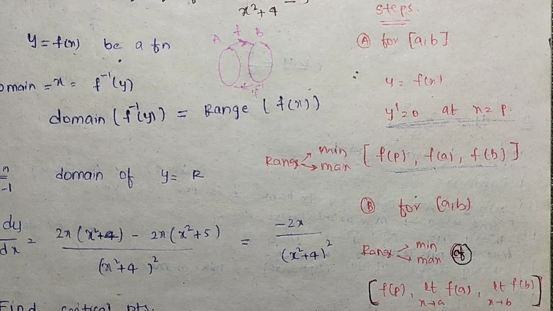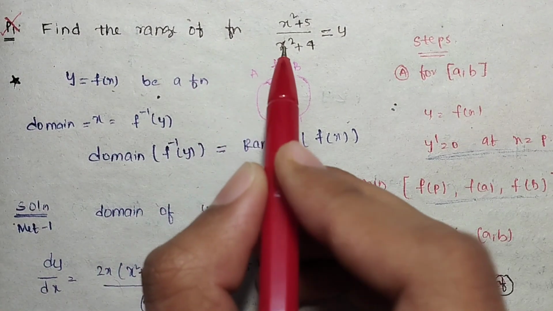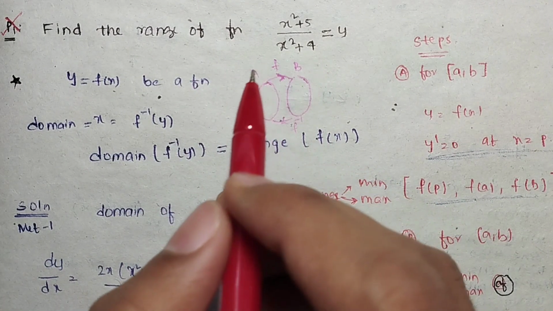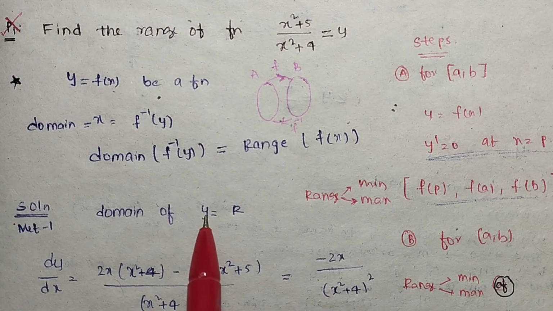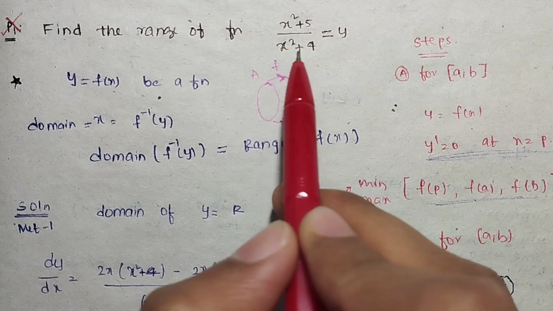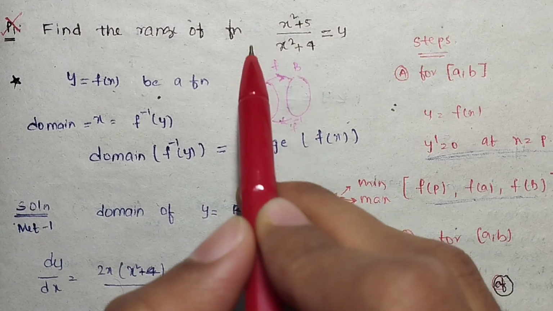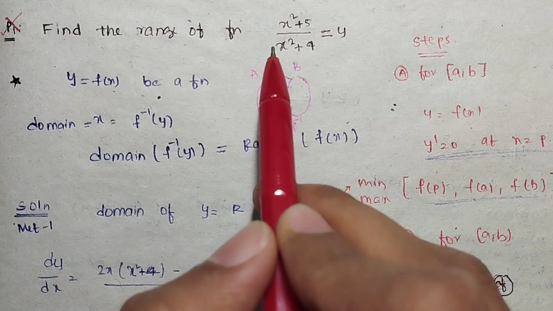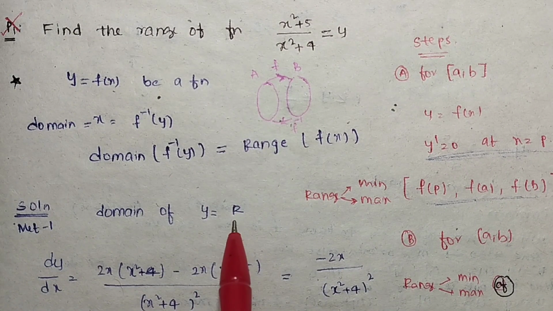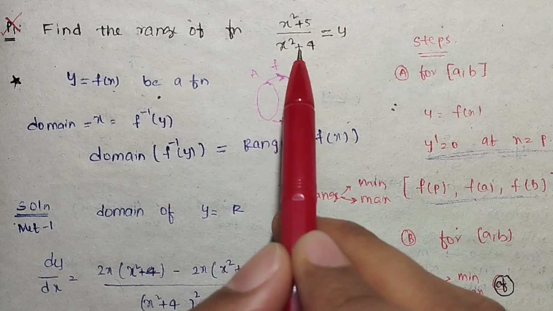Now let us see the first method. The given function is y equal to x square plus 5 by x square plus 4. First, I'll find the domain of the function. Because the denominator is always defined, there are no points of x for which the denominator is 0. So the domain of the function is all real x.